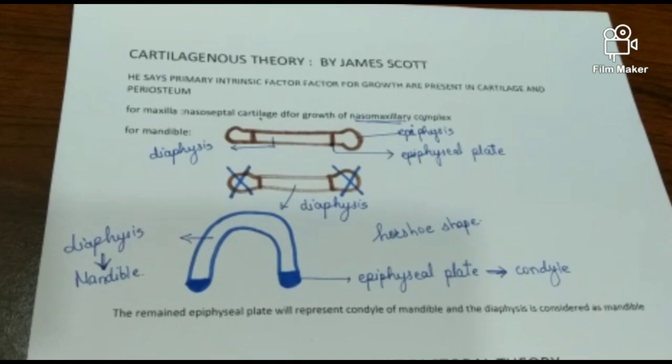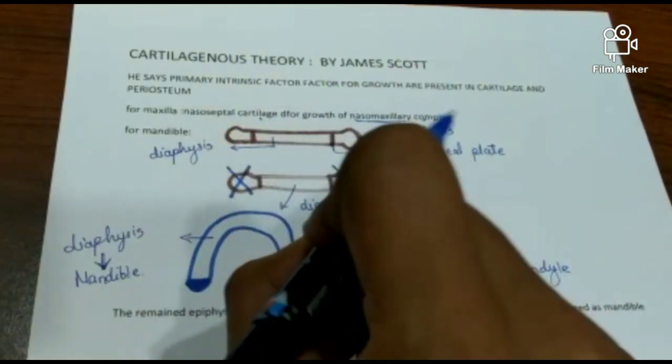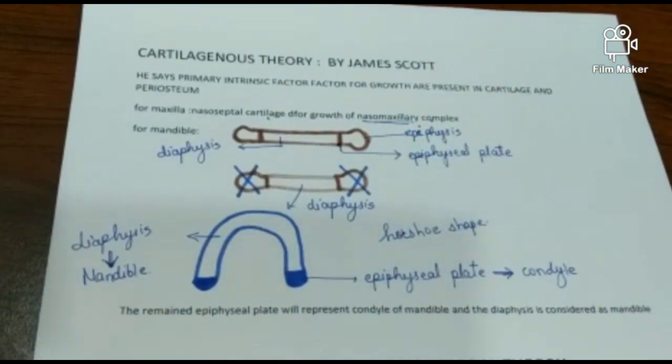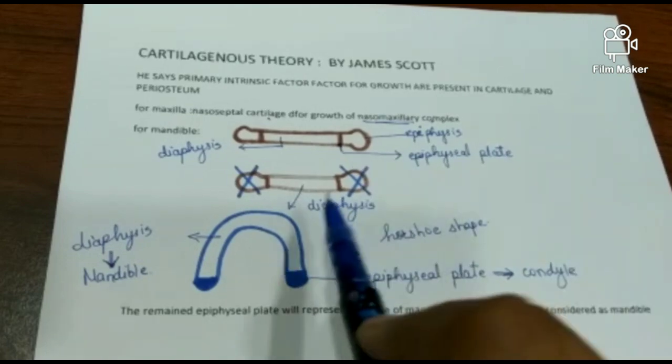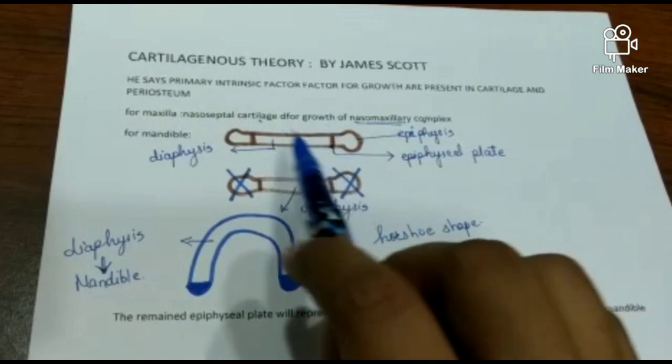For the maxilla, nasoseptal cartilage for growth of the nasomaxillary complex. He says nasoseptal cartilage is the pacemaker for growth and forms the nasomaxillary complex. And for the mandible, he says to consider the mandible as a diaphysis of a long bone.